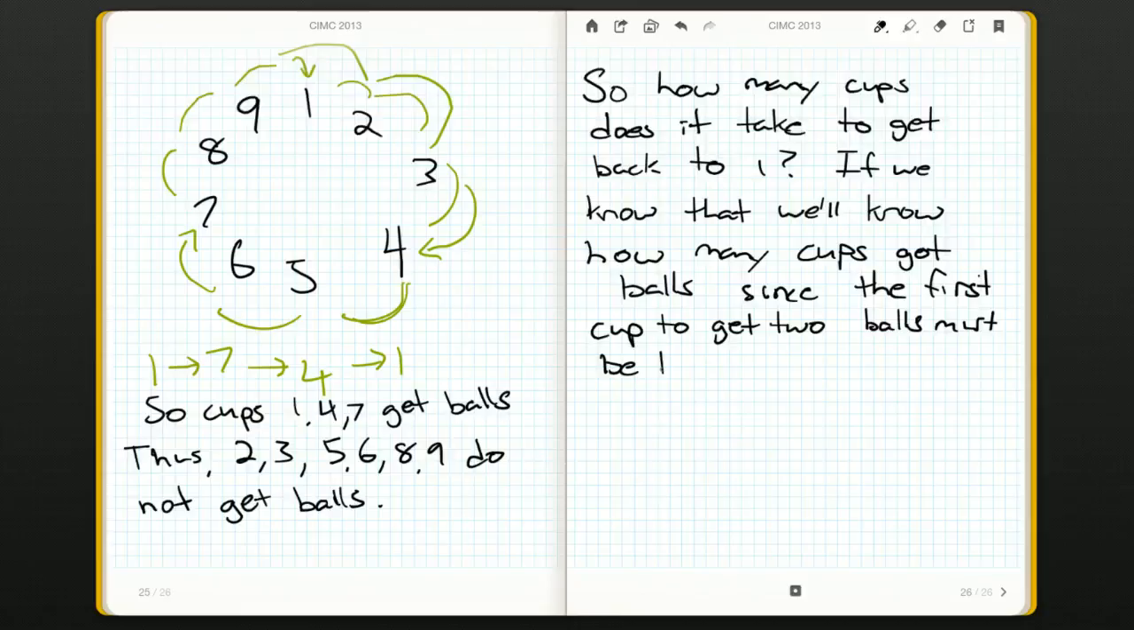Suppose that 2 got its second ball, and we haven't hit 1 yet. Then working backwards, what number did you just come from? You just came from 119. So did 119 just get its first ball, or did it get its second ball? Well, if it just got its first ball, how did we get to 2 and give 2 its ball? That's the level of thinking here. So if we can figure out how many cups it takes to get back to 1, since 1 is the first cup to get a second ball, we'll then be able to say, well, every cup in between got its first ball, and so we'll know how many cups got balls, and then we'll be able to say how many cups did not get balls.